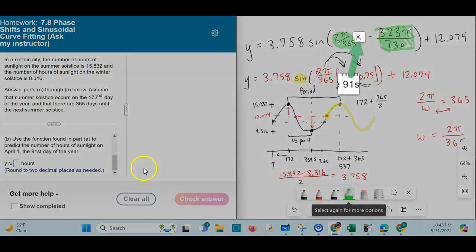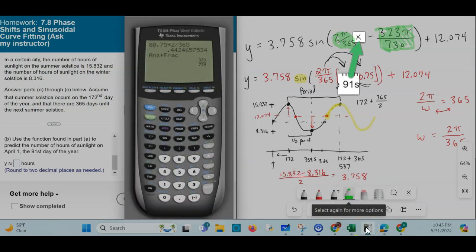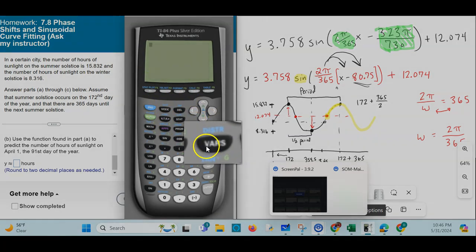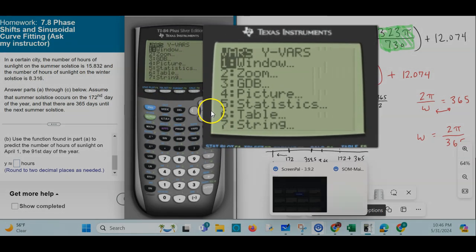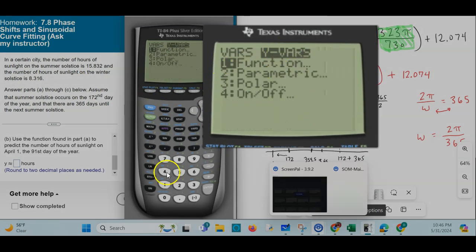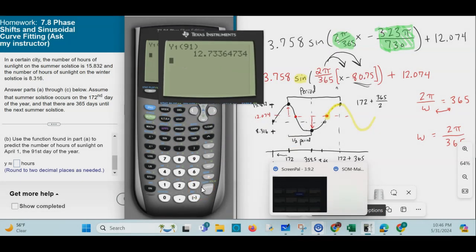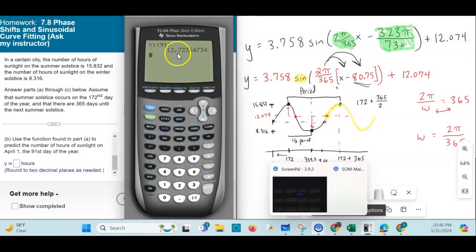And then it wants to know, use the function to predict the number of hours of sunlight on April 1st. So there is a job again for your calculator. So I would go into Y1. So there's my model, it's added in there. I'm going to press second quit, and go back to the main screen. I'm going to go to VARS, to the right to Y-VARS. Option number 1 is function. That's what those Y's are. And then Y1 is the function that I want. And I want to put in the number that it says. So the 91st day of the year, so I put in 91 in there. And there's what I get. So 2 decimal places, I would have 12.73.